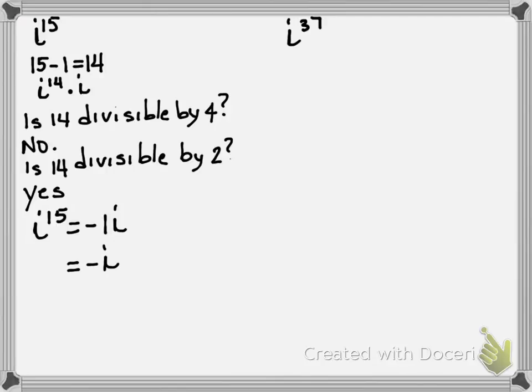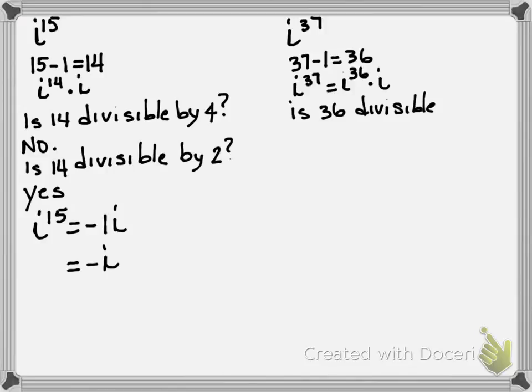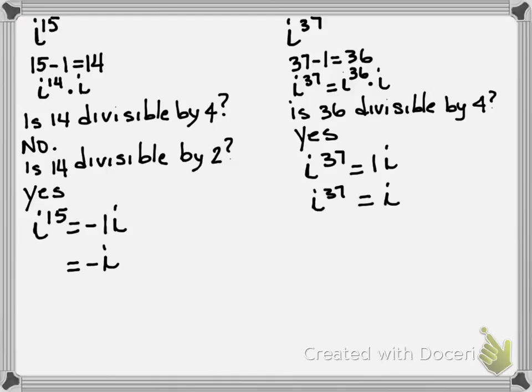So I know this, the i to the 15 is negative i. Now, similarly, let's try for i to the 37th. So what happens? We subtract 1. We get 36. We ask the question, is 36 divisible by 4? Well, what is the answer? It is yes. So since it is yes, that i to the 36 becomes positive 1. So it is 1 times i. So i to the 37 equals i. You see? That's it, ladies and gentlemen. That is it. No more.